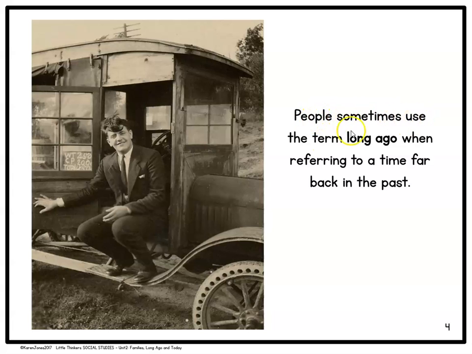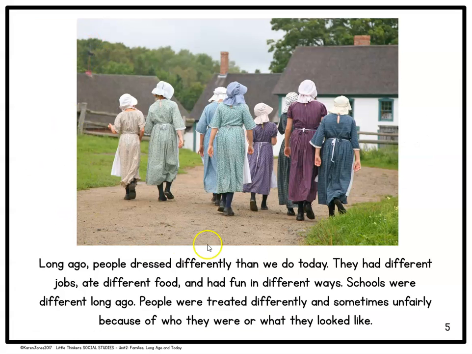People sometimes use the term long ago when referring to a time far back in the past. So we don't have cars like that anymore. This picture is in color. That's different from what we've been seeing. It says long ago, people dressed differently than we do today. They had different jobs, ate different food, and had fun in different ways. Schools were different long ago. People were treated differently and sometimes unfairly because of who they were or what they looked like.